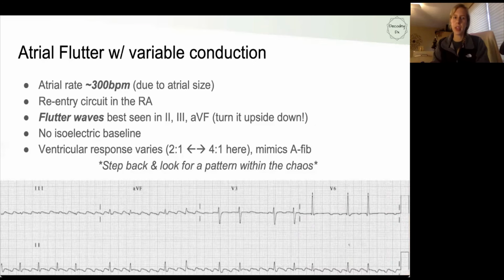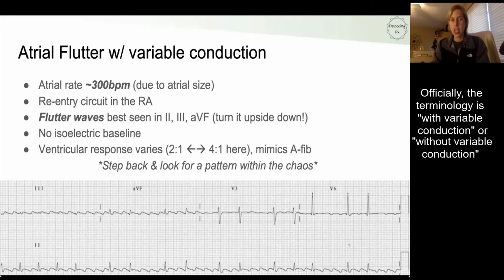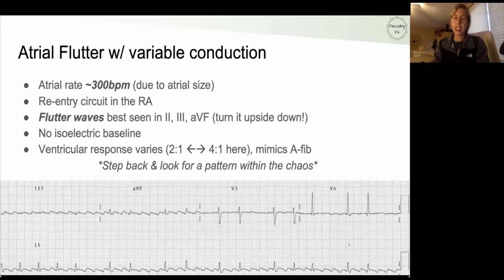Next is atrial flutter with variable conduction. So there's two types of atrial flutter. There's with variable conduction or with constant conduction. So in atrial flutter, the atrial rate is going to be right around 300 beats per minute. And this is a fairly consistent thing that we see because of the pathology of what's going on with atrial flutter, which is a re-entry circuit within the right atrium. So there's something going on that's causing this loop of electricity to go round and around the atrium. And because of the size of the right atrium, that's why we get the 300 beats per minute.